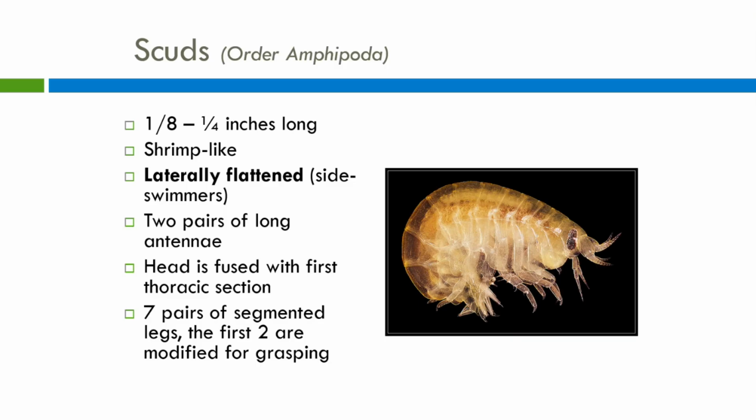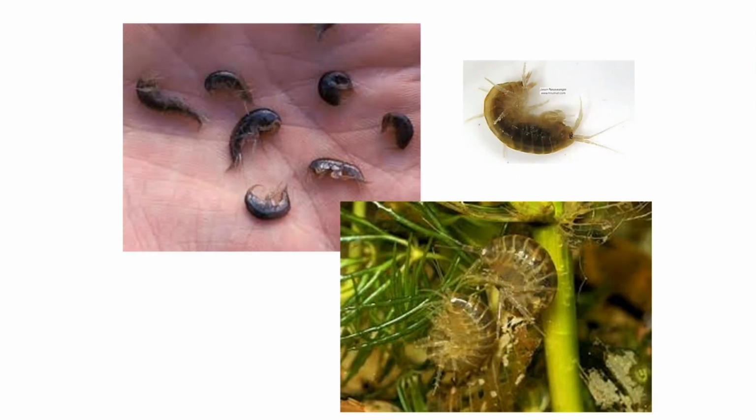They have two pairs of antennae at the top. So the head is towards the right of this picture. And then we have 7 pairs of segmented legs, and the first 2 are kind of modified for grasping and moving, so they tend to be much larger. Here's some images of scuds in the wild. You'll see all of them are on their sides. This is common again because they are the side swimmers. And they can look a little shrimpy, I suppose, as well.